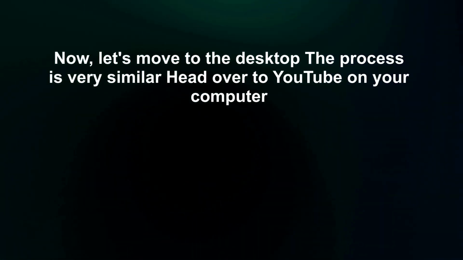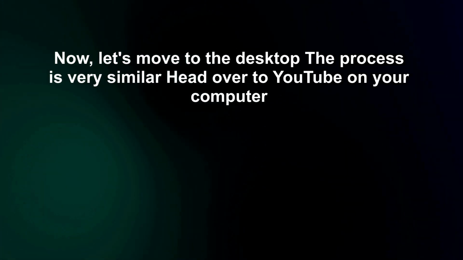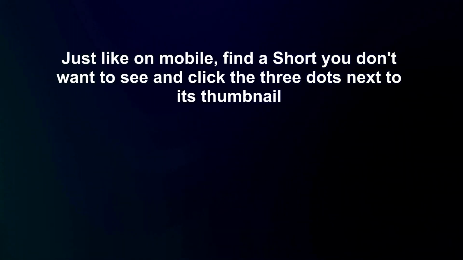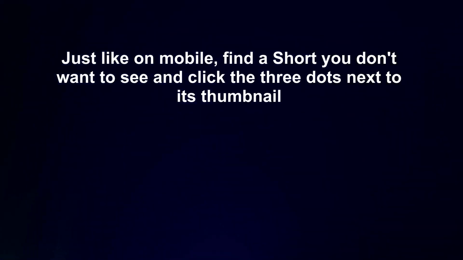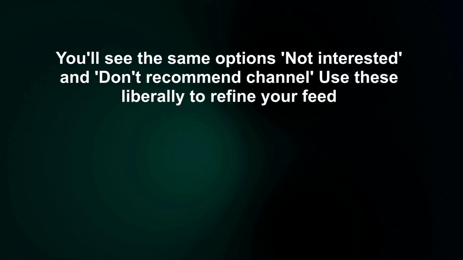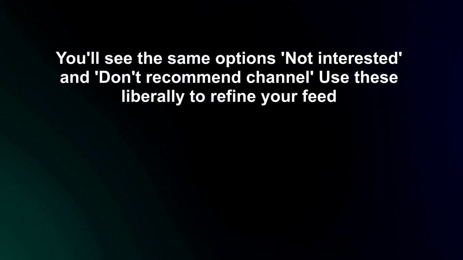Now, let's move to the desktop. The process is very similar. Head over to YouTube on your computer. Just like on mobile, find a short you don't want to see and click the three dots next to its thumbnail. You'll see the same options: Not Interested and Don't Recommend Channel. Use these liberally to refine your feed.